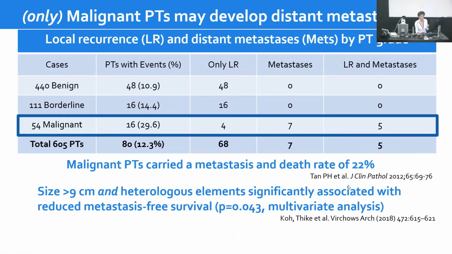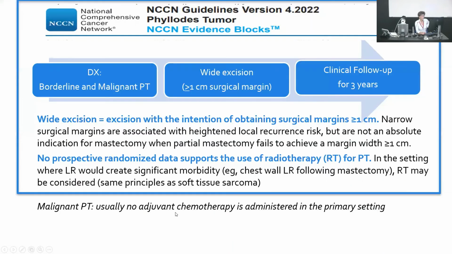In addition, in another study also from Singapore, size greater than 9 centimeters and the presence of malignant heterologous elements, not the lipomatous component, were significantly associated with reduced metastasis-free survival by multivariate analysis. And these are the NCCN guidelines for borderline and malignant phyllodes: wide excision, with a recommended margin of at least 1 centimeter or greater, and then you follow the patients.